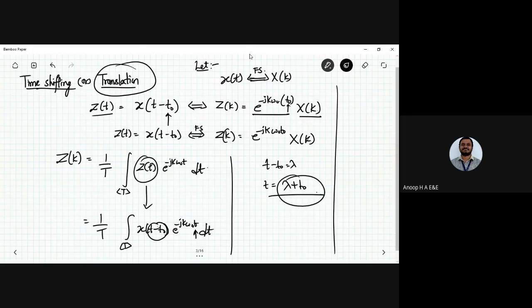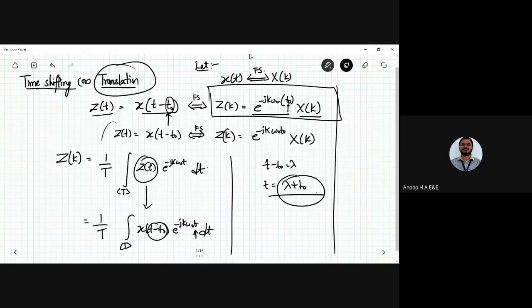This signal is shifted by t naught, so it is a delayed signal. In the same way, you will also have the advanced signal. So z of t is equal to x of t minus t naught. After taking the Fourier series, z of k is equal to e power minus j into k into omega naught into t naught, where t is replaced by t naught, into x of k.